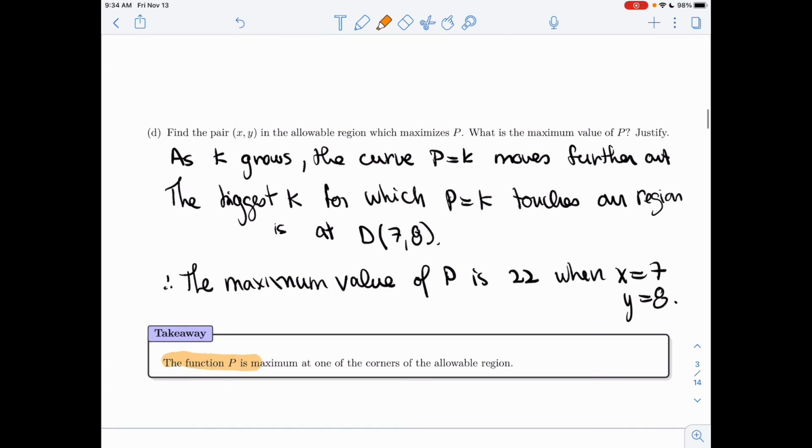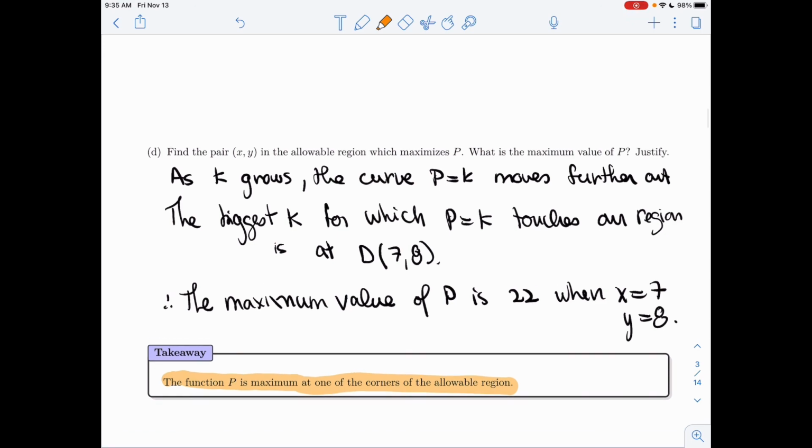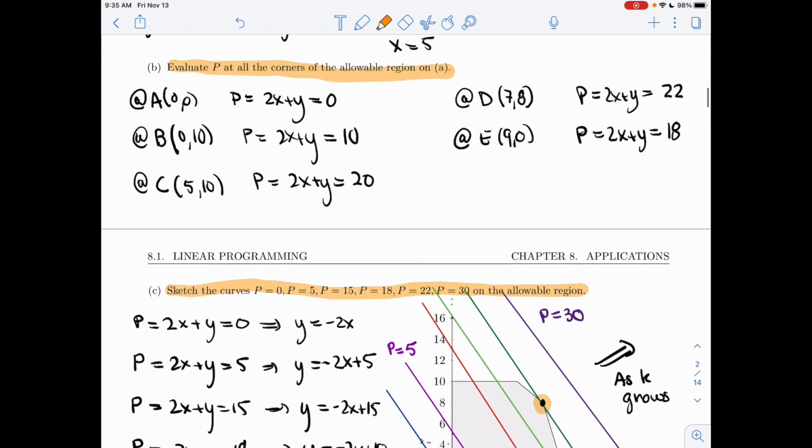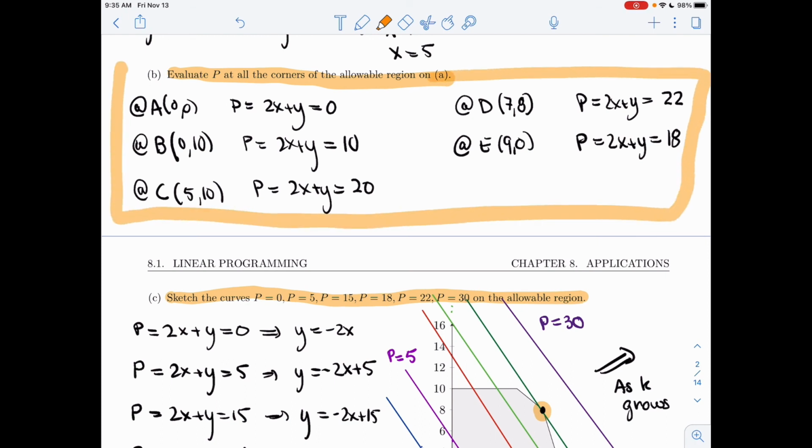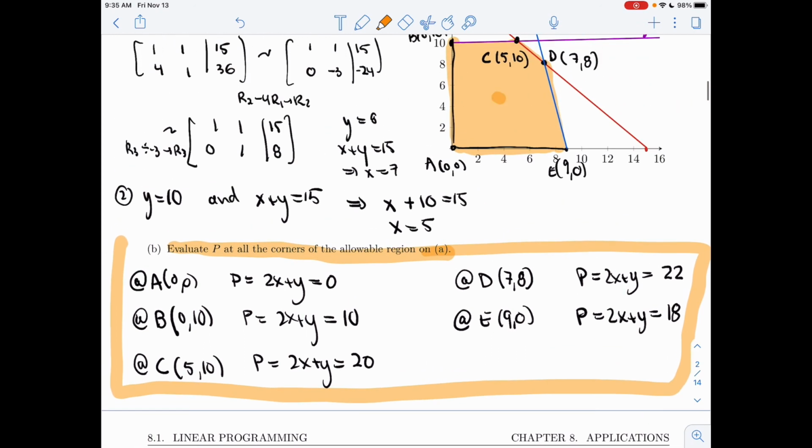The function p is maximum at one of the corners of the allowable region, which is why when you're trying to solve a problem like this graphically, it is enough to consider, like we did in B, the corners of your region and to evaluate p there. You don't have to consider the interior, that won't affect it. You don't have to consider the lines. The corners are the important thing. Knowing the values at, in this case, 5 corners will give us what the maximum is and where it's happening.